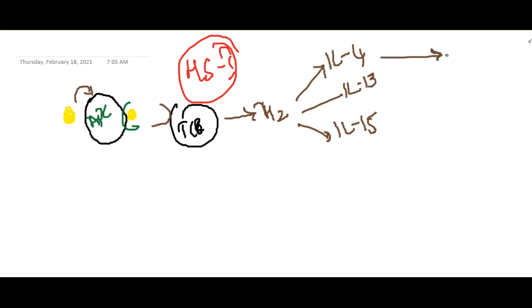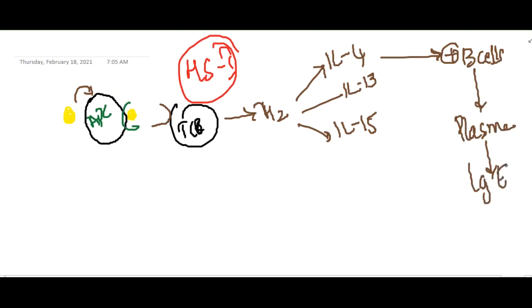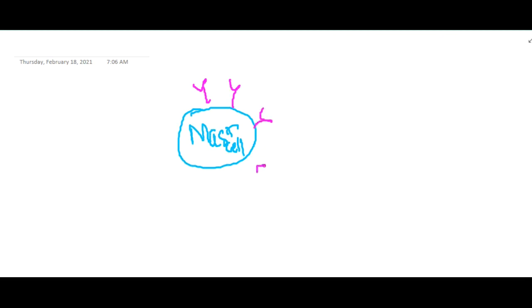This interleukin 4 will activate B cells, and these B cells will produce plasma cells, which result in formation of IgE antibody. This IgE antibody will go and attach to the mast cells. Once the IgE antibody attaches on the mast cells, they are called sensitized mast cells.